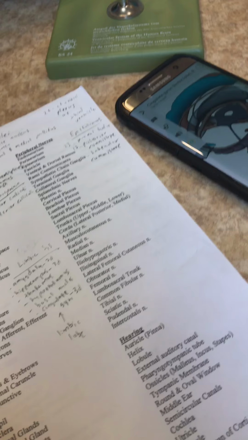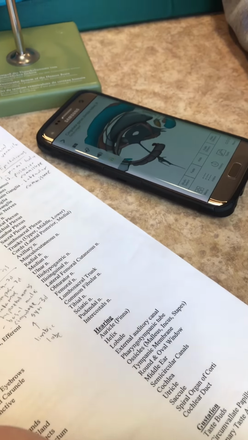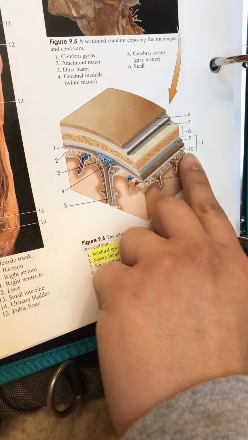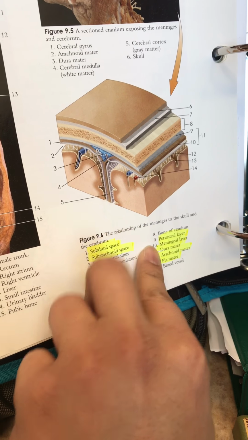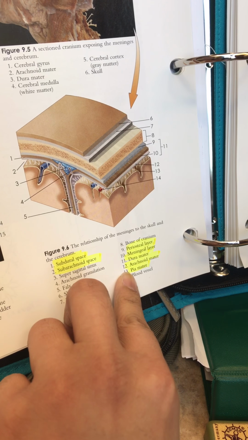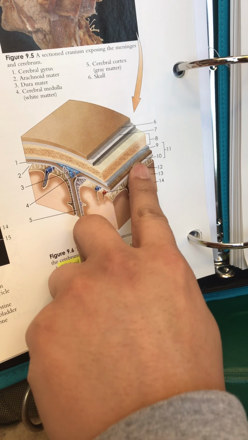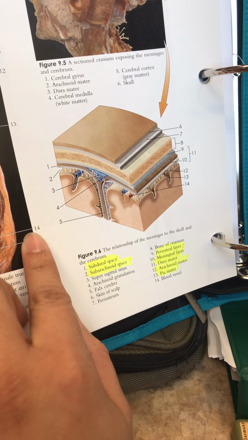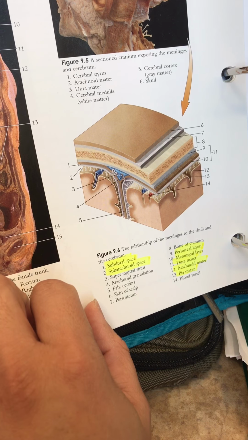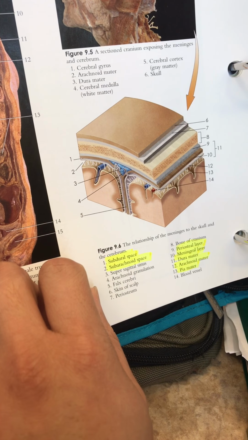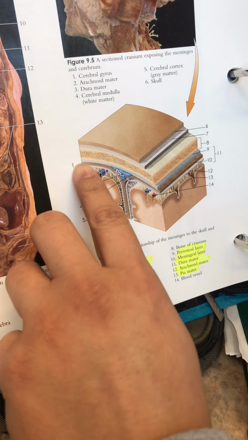Yeah. And then you have your meningeal layers, which is your dura, arachnoid, and pia. That can only be seen on the picture. So the dura mater is right here, 9 and 10. It includes the periosteal layer and the meningeal layer, which is 11. And then your arachnoid mater is 12. It's right here. And your pia mater, which is 13. It's right here. And then the spaces between them. Number 1, the subdural space is between the dura mater and the arachnoid mater. And number 2, the subarachnoid space is between the arachnoid mater and the pia mater.